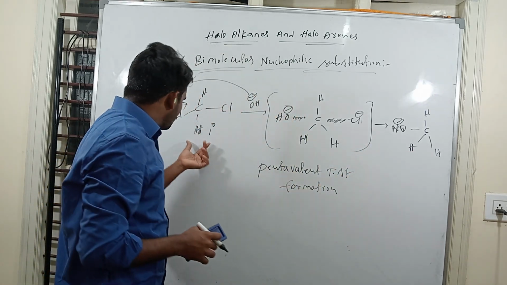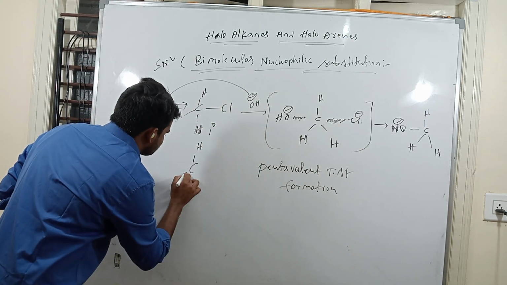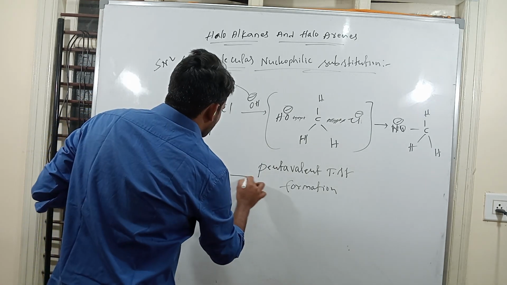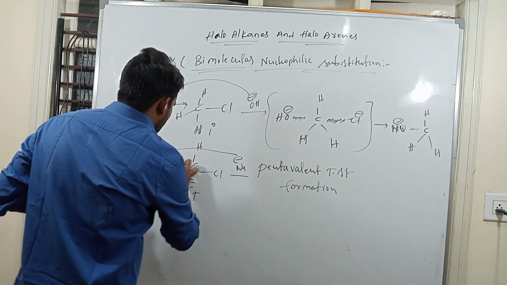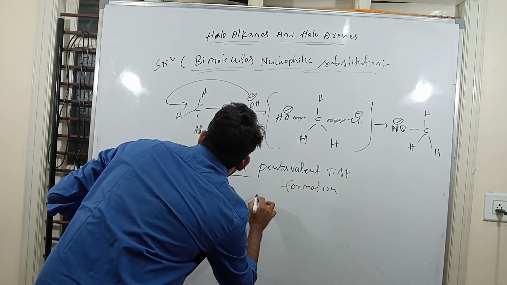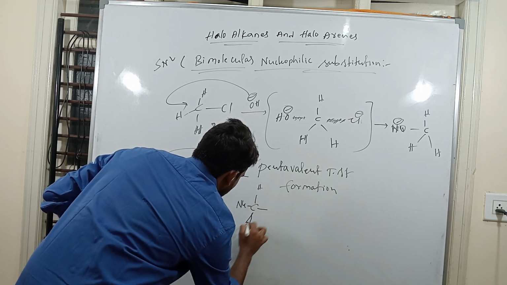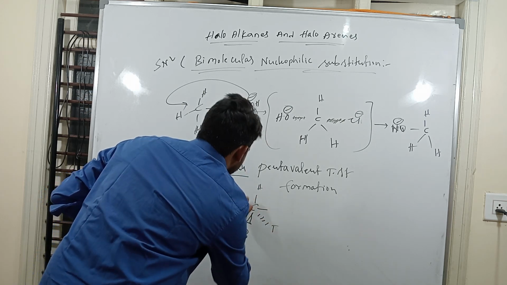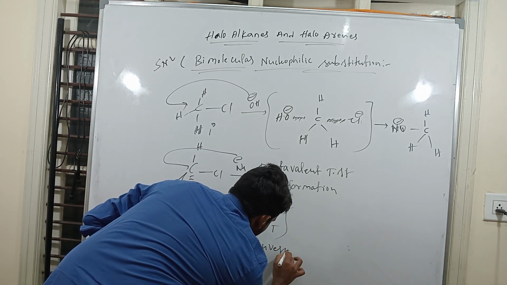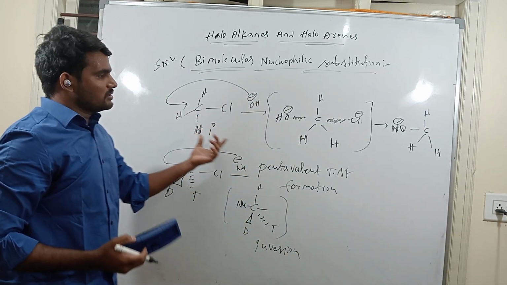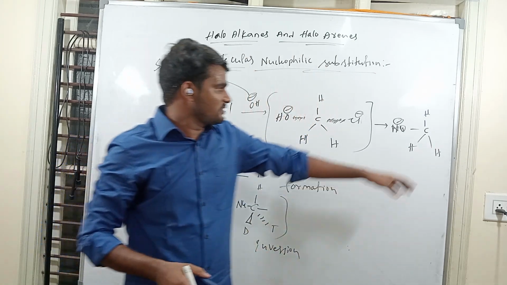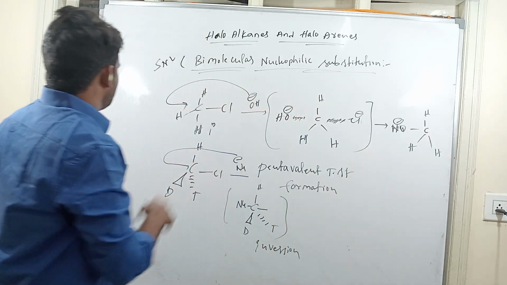If you take a chiral compound, like this one with H, deuterium, tritium and chlorine, and the nucleophile attacks on the back side, it forms an inversion product like this, with T and T. This is the chiral compound. That's why an inversion product is formed. If you take a simple molecule, it doesn't give any inversion product because no chirality is there. Okay, this is all about the SN2 reaction.